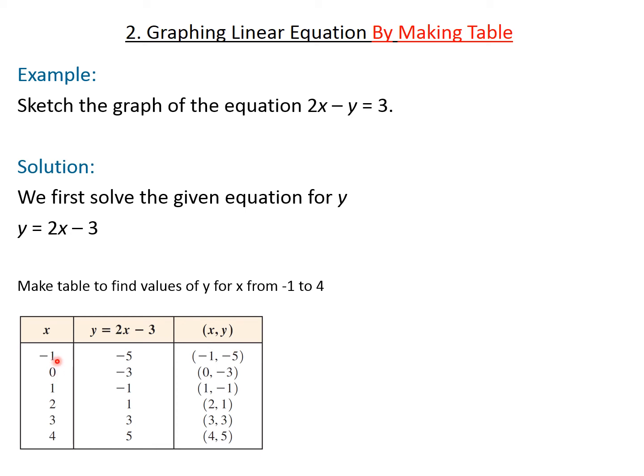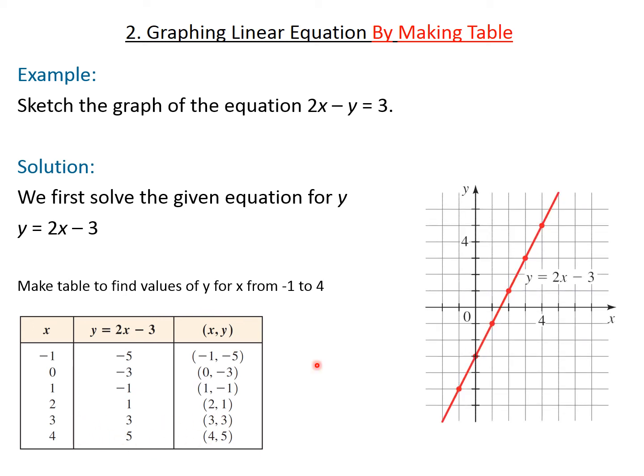If x is minus 1, if I replace x with minus 1 here, 2 times minus 1, minus 3, gives minus 5. I will have my first point, minus 1 and minus 5. In the same way, if you put 0, 1, 2, 3, 4 in this equation, you will get minus 3, minus 1, 1, 3, 5, and the points are here.